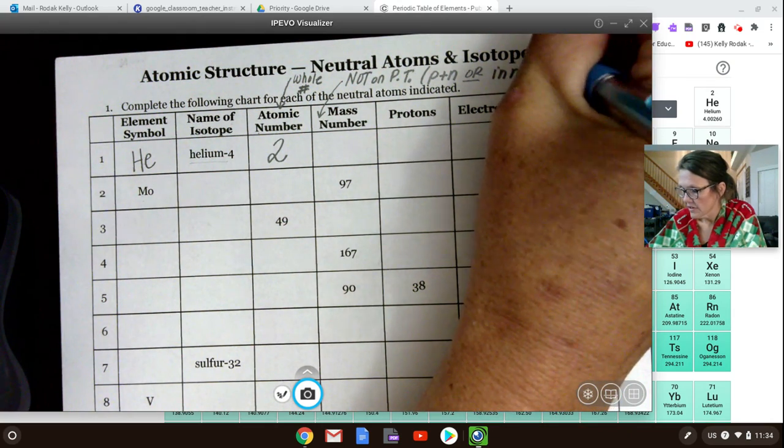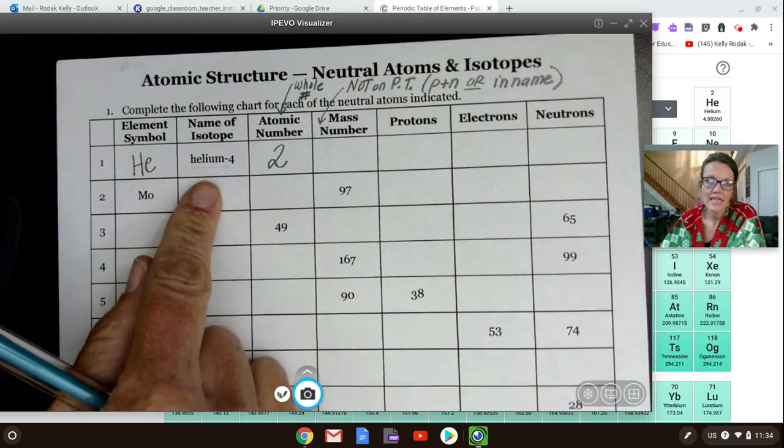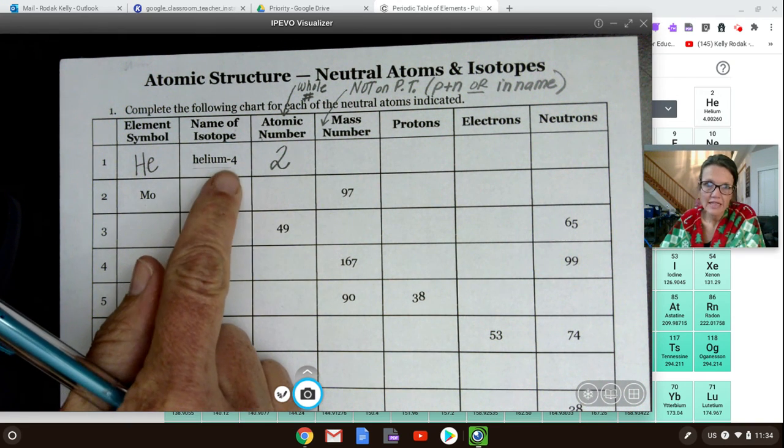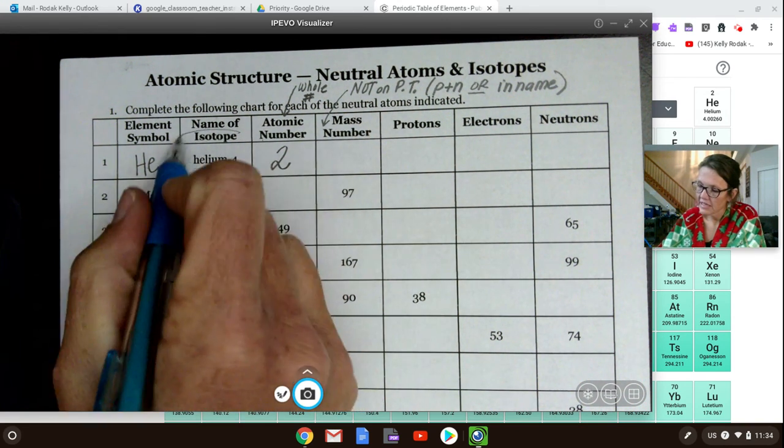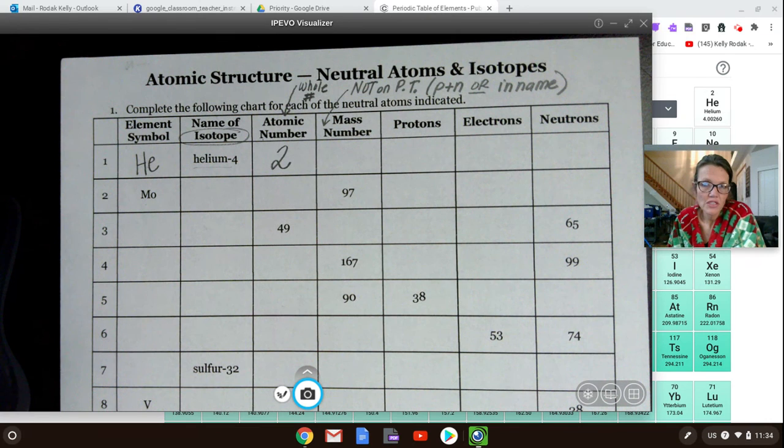So notice here that the name of this atom that we're talking about is helium-4. And see how we have the word isotope there? That's just to clarify that we're talking about a very specific version of helium. So this table that you're going to fill out is really talking about individual atoms. If we were talking about helium as a whole, then we would actually have many different versions of helium based on the isotopes, based on the number of neutrons.